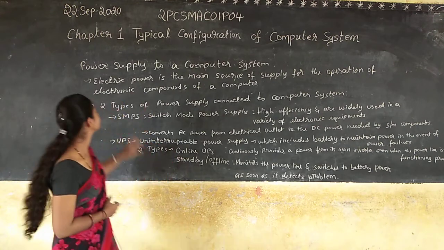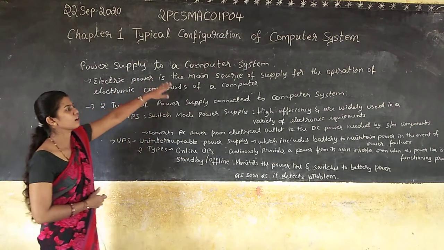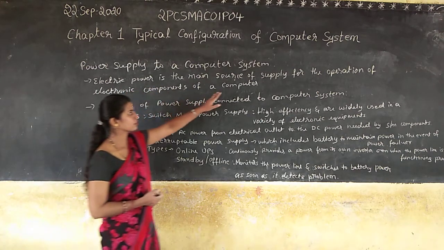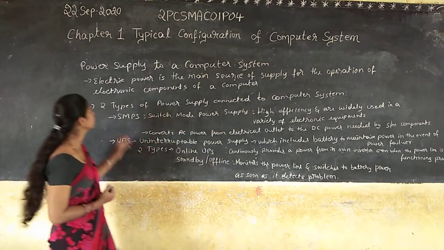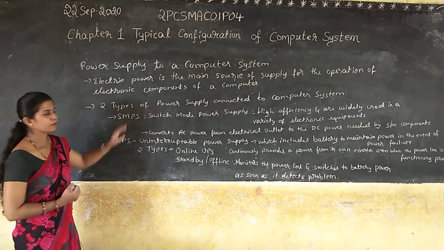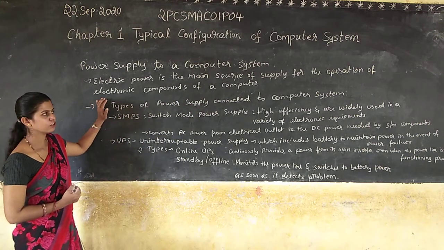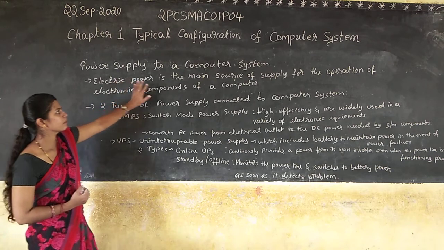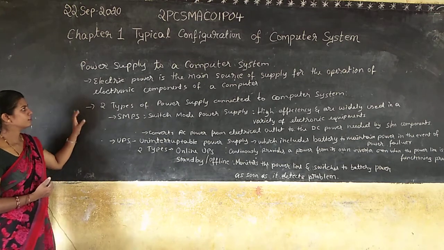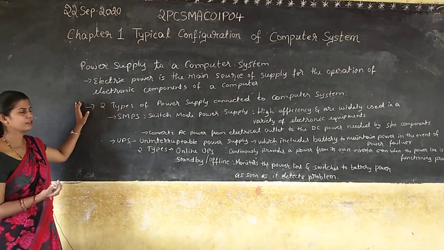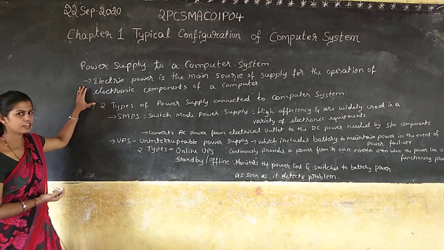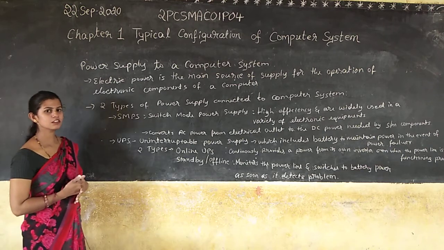The next topic is power supply to a computer system. So the electric power is the main source of supply for the operation of electronic components of a computer. The computer na electronic components correct agi work ಮಾಡಬೇಕಾದ್ರೆ the electric power supply ಇರಬೇಕು. ಈವನ್ ಕಂಪ್ಯೂಟರಲ್ಲಿ ವರ್ಕ್ ಮಾಡಬೇಕಾದ್ರೆ ನಾವು ಪವರ್ ಸಪ್ಲೈಯನ್ನು ಅದಕ್ಕೆ ಕಂಪ್ಯೂಟರಿಗೆ ಕೊಡಬೇಕು. ಇಲ್ಲದಿದ್ದರೆ ವಿ ಕ್ಯಾನಾಟ್ ಯೂಸ್ ಕಂಪ್ಯೂಟರ್.